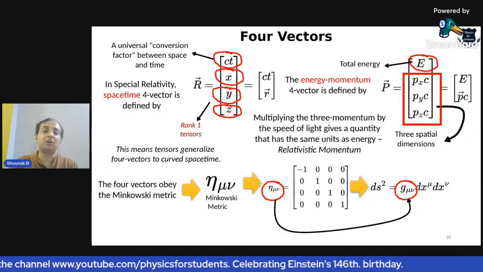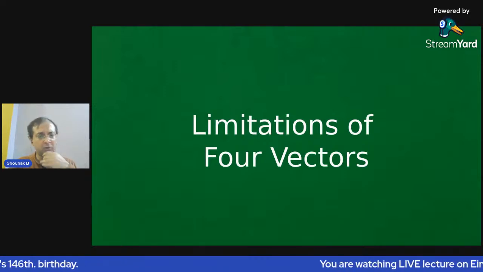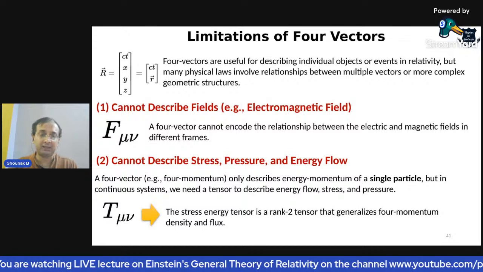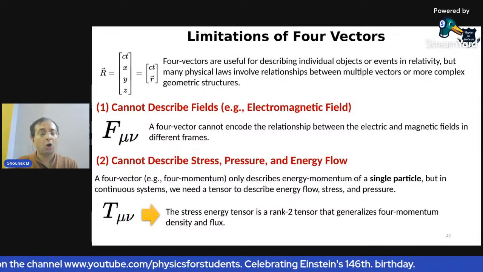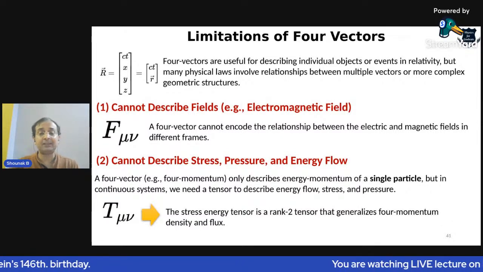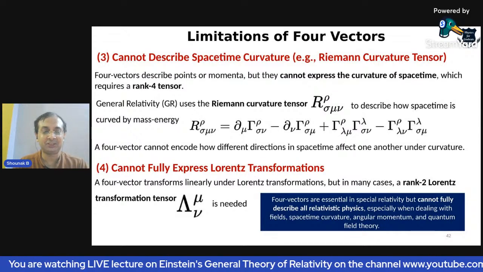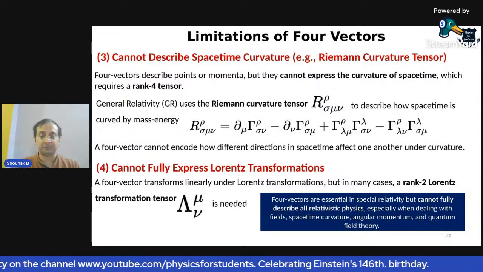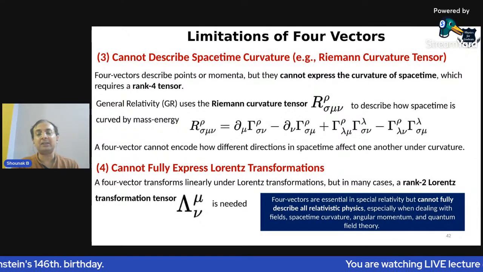But 4 vectors also have limitations. When special relativity was developing, there were certain problems with 4 vectors. I will just briefly go through them. The first is that 4 vectors cannot describe the electromagnetic field, which has an electromagnetic field tensor. Also, 4 vectors cannot describe stress, pressure, and energy flow. So we need what is called a stress tensor. Further, the curvature of space-time, which is the complicated Riemann curvature tensor, also cannot be defined by a 4 vector, and Lorentz transformation cannot be expressed. So all in all, 4 vectors are essential and a very good mathematical tool, but they cannot describe all the relativistic physics.